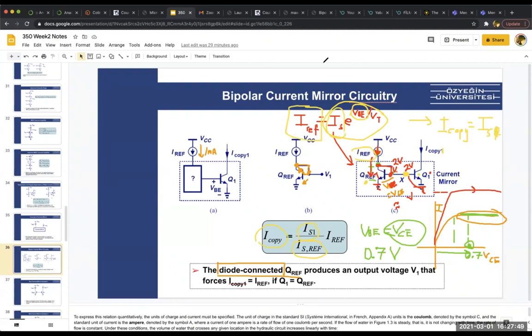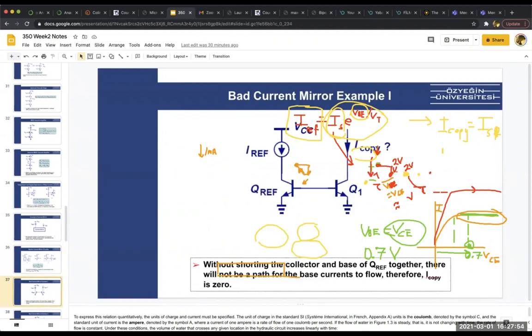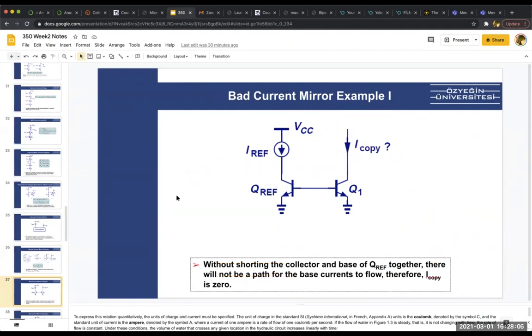We actually explain it in 301, but now we'll dig into it in a little more detail. This is a good question, but I can give you some tips. It's asking, without shorting the collector and base, if I give you the circuit, what would the I copy be? It says I copy would be 0, because there will not be a path for the base currents to flow. Normally if we connect this, the base current will flow here. Anyway, in PSpice, you can play with this and understand the importance of the diode connection.